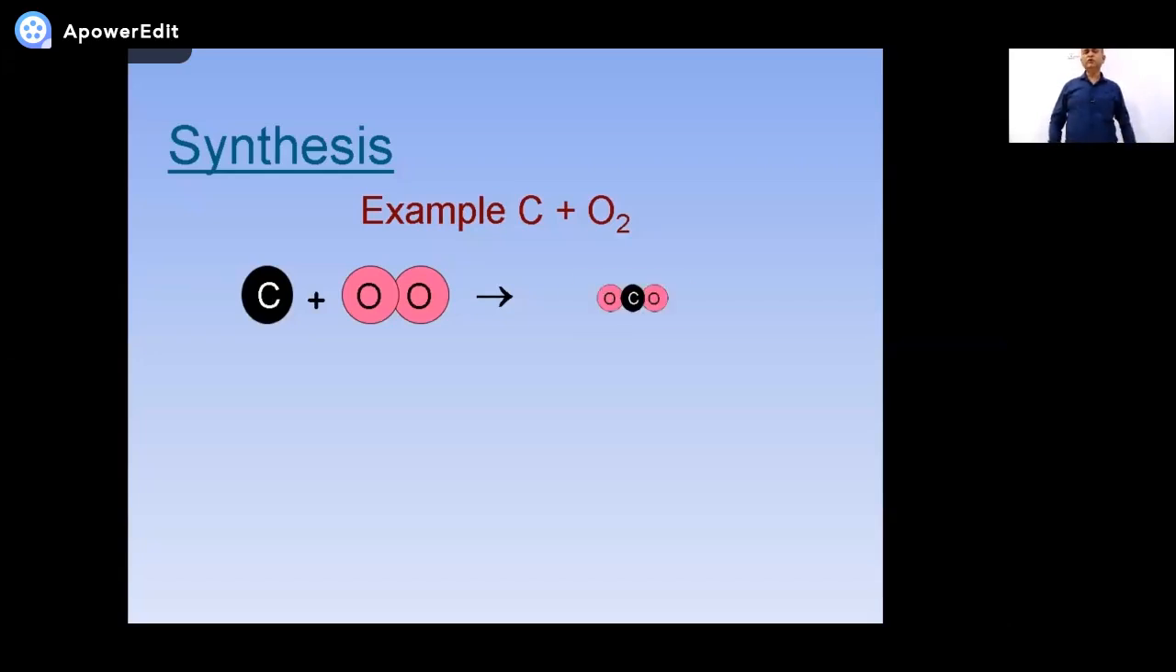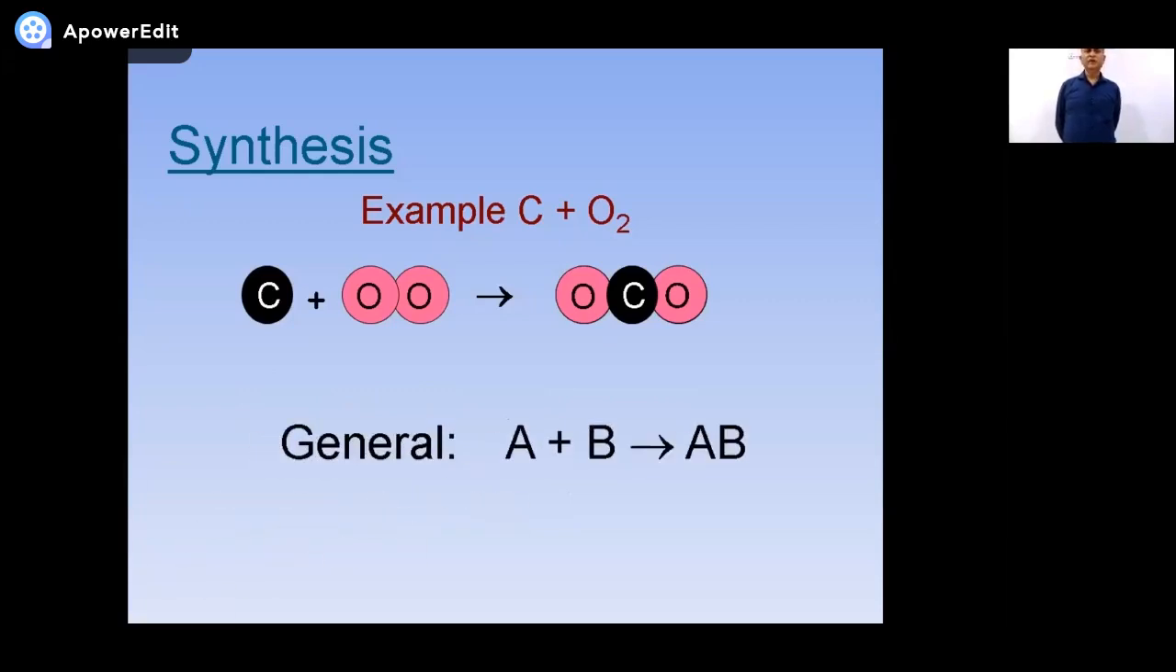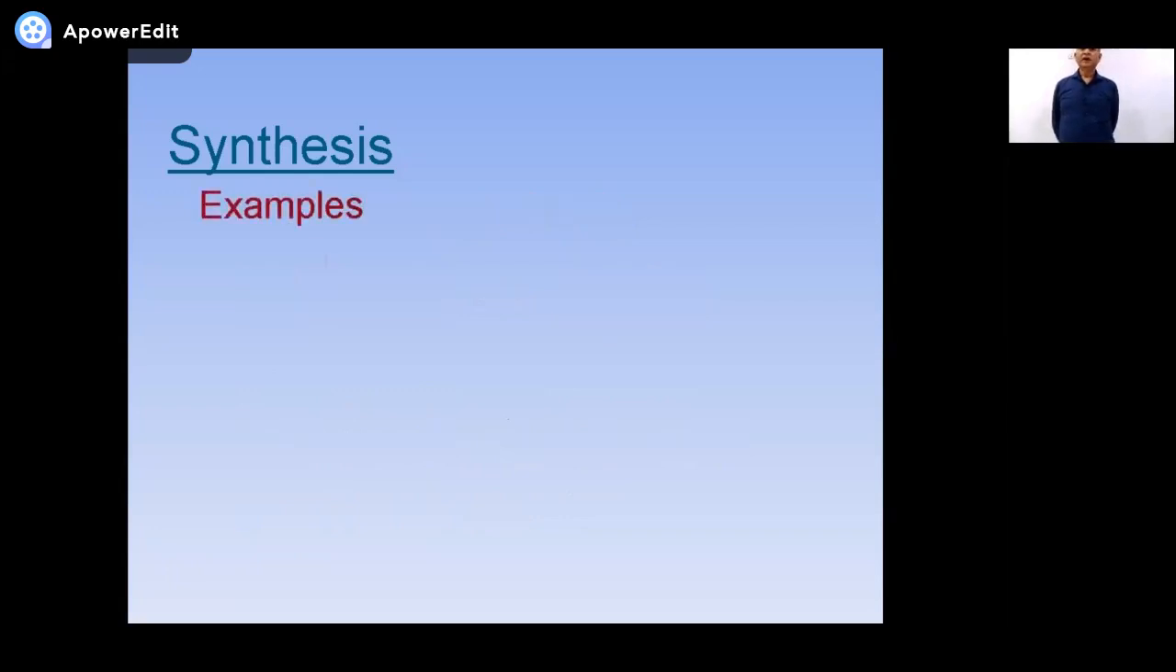So C plus O2 will form CO2. How? These two will react together. Slowly and gradually, they will combine and they will form carbon dioxide. So this is called a synthesis reaction, an addition reaction, a combination reaction, a formation reaction, whatever you say. The meaning is the same. All right? So generally, what can we write? We can say that A and B can combine together to form AB. Is it clear?